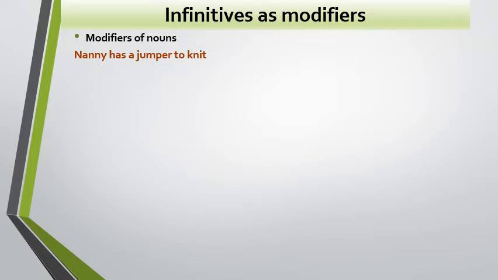Infinitives can post modify nouns. For example, Nani has a jumper to knit. To knit here, it is post modifying what? The noun jumper. To knit is my infinitive, and it is post modifying the word jumper.